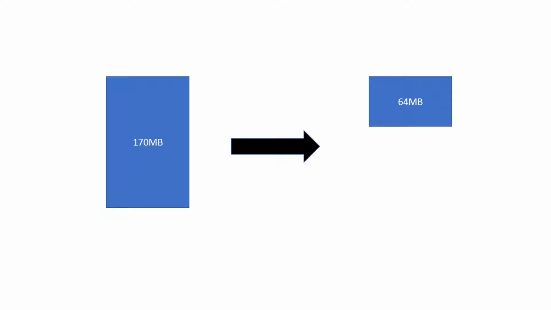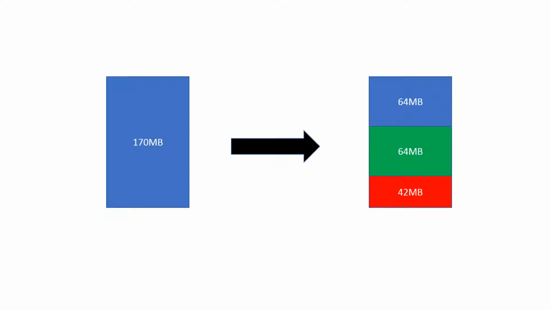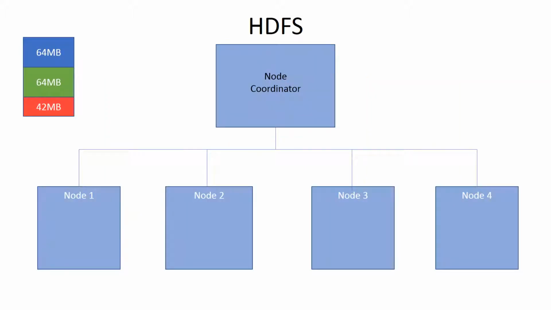So let's take a look at how HDFS works. Imagine you want to store a file. The file is 170 megabytes. When the file is uploaded in HDFS, it is divided into 3 blocks. The default size is 64 megabytes. Block 1 is 64 megabytes, Block 2 is 64 megabytes, and Block 3 is 42 megabytes.